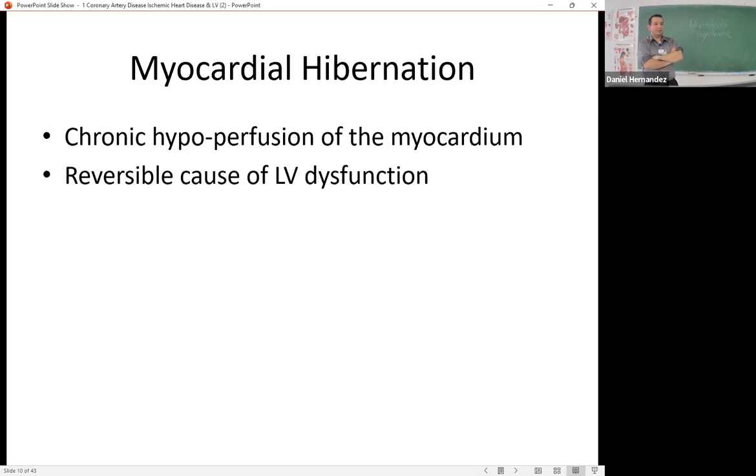Think of a bear hibernating during the winter. The myocardium's still alive. We haven't done complete irreparable damage to it. It's just hibernating at this point. So this is actually considered a reversible cause of left ventricular dysfunction. We can go in and stent open the artery if need be, or do a bypass to try and get better perfusion back to that myocardium. And then eventually, over time, that myocardium function is going to be restored.